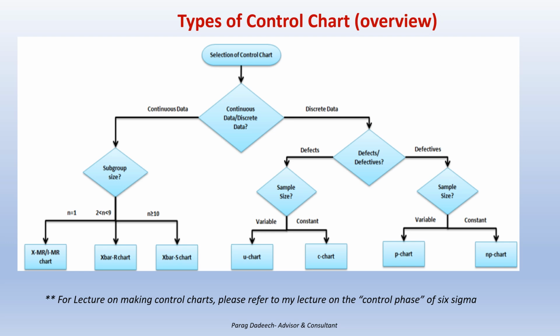Also, depending on the subgroup size and the sample size, if it's a discrete data, you are able to select the right type of control chart. In this lecture, we shall not be going into details of constructing these different types of control charts, as this is a detailed subject in itself. For those of you who are interested in understanding how to make control charts, please refer to my lecture on the control phase of Six Sigma.